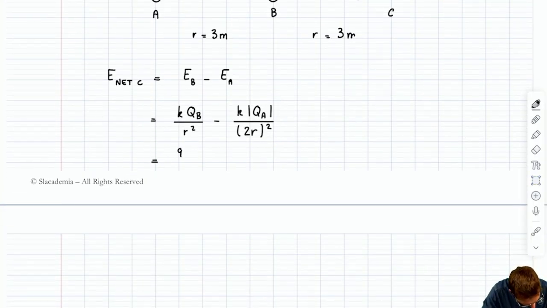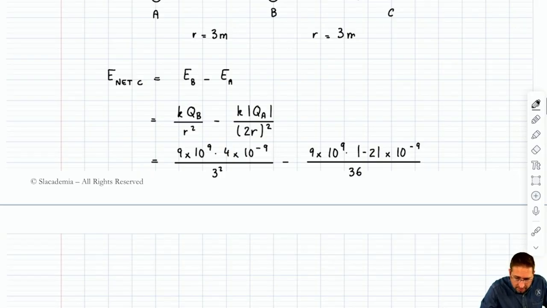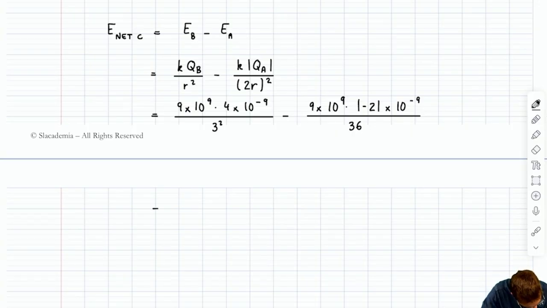This is going to be 9 times 10 to the 9 multiplied by 4 times 10 to the negative 9 divided by, well, 3 squared, minus 9 times 10 to the 9 multiplied by absolute value of minus 2 times 10 to the negative 9, divided by, now 2 times 3 is 6, squared is 36. All right. And so this is going to be, well, 10 to the 9 and 10 to the negative 9 are going to cancel.